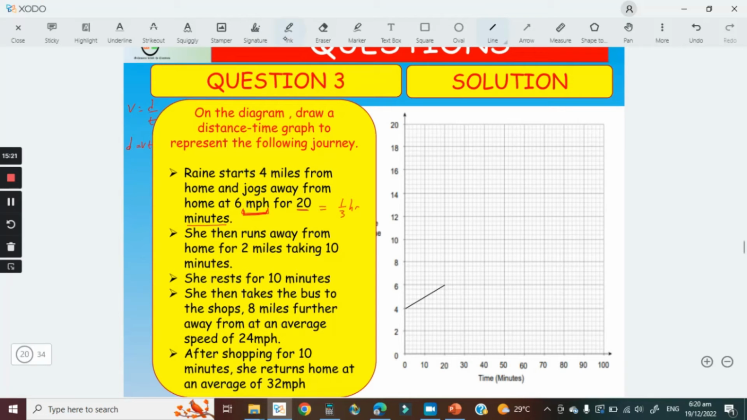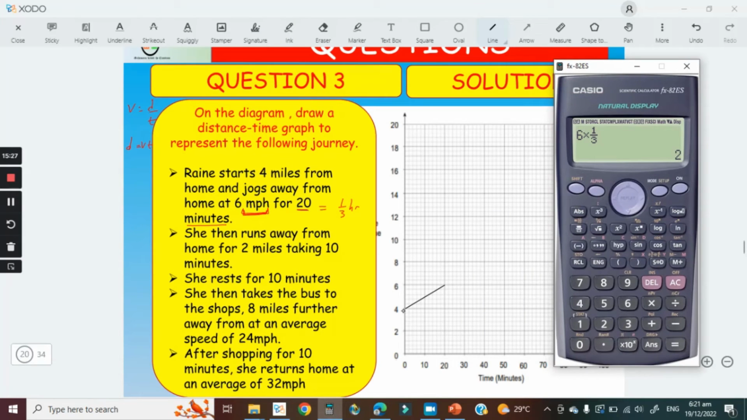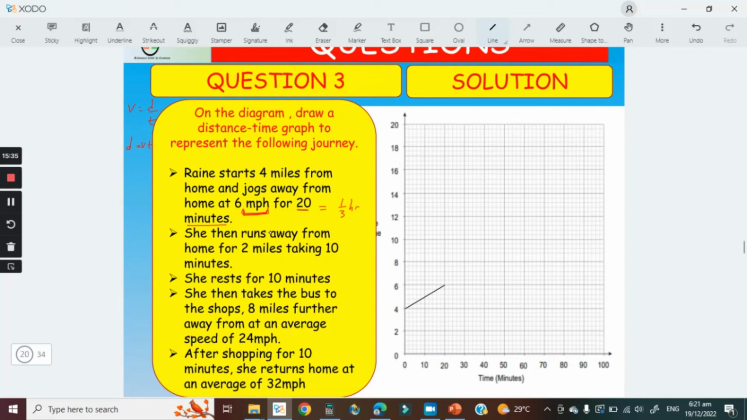Why is it 6? Remember, we just worked out that in that 20 minutes, she covered 2 miles. So we add 2 to the 4. She was 4 miles away from home. Then we add 2 more to it. Now she's 6 miles away from home. Now it then says she runs away from home for 2 miles, taking 10 minutes. So now she's going to run another 2 miles. She runs a further 2 miles away from home, taking 10 minutes. So this is where the graph reached now.